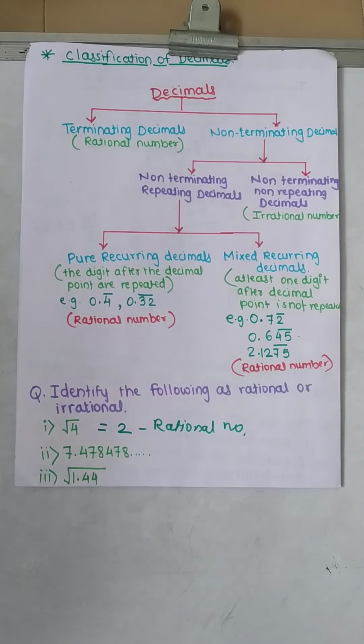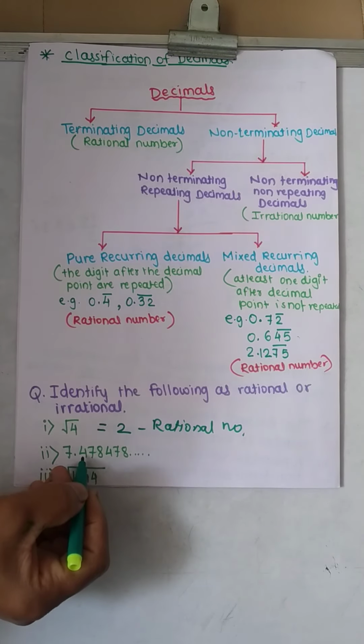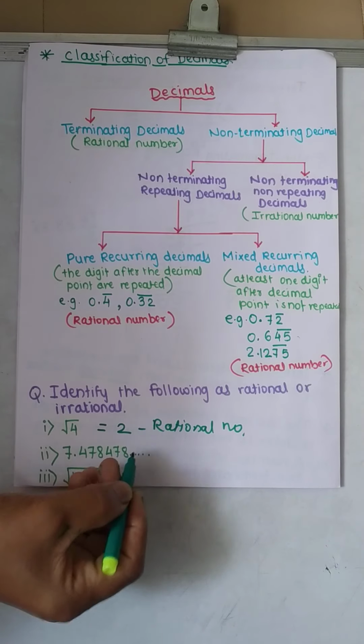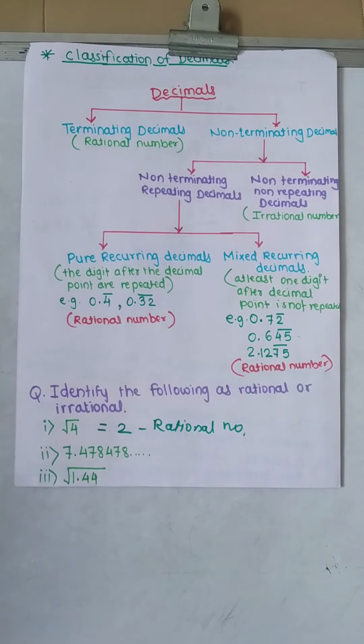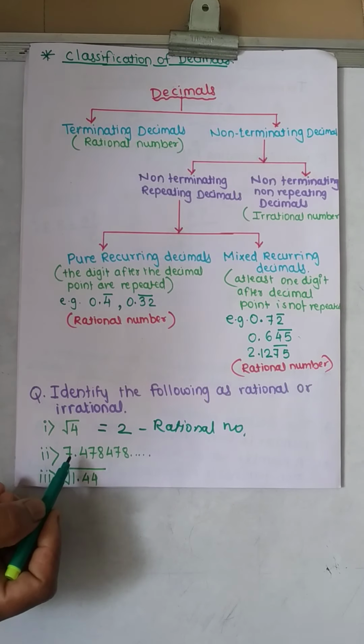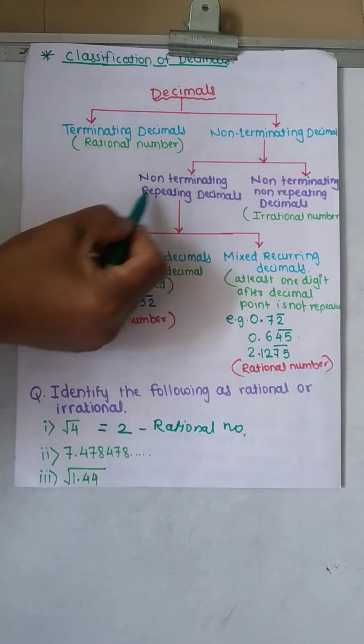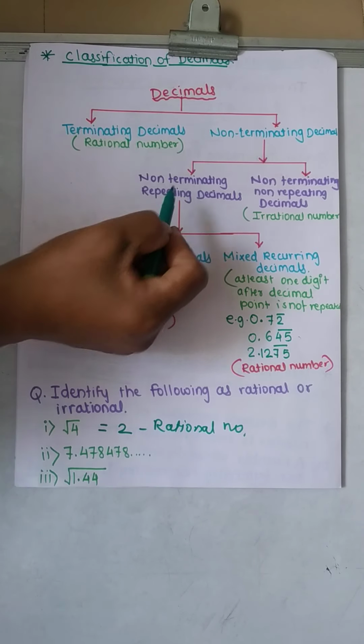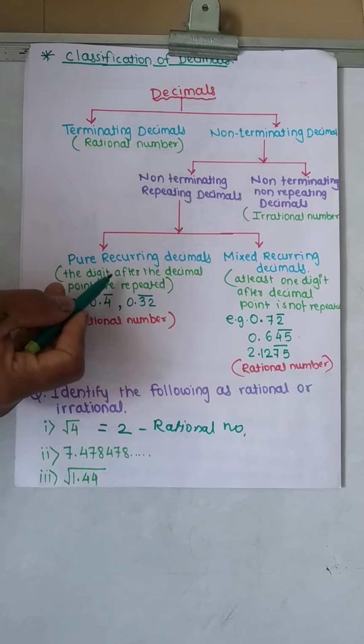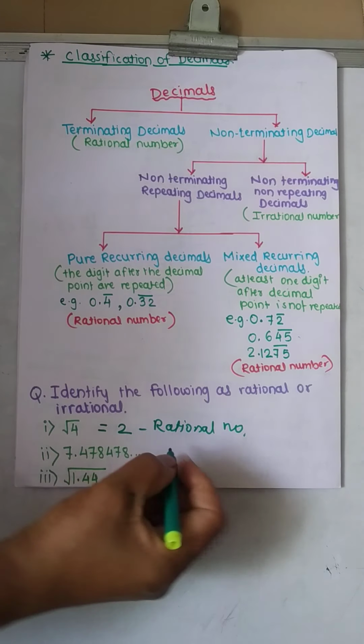Right? Now in this, 7.478 478 and a dot is given. It means that number is going to continue. So what you will say, this is non-terminating but repeating. Non-terminating, repeating decimal. So what will we say? It is again a rational number.